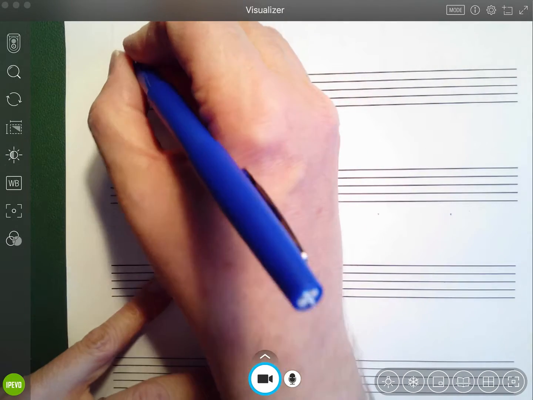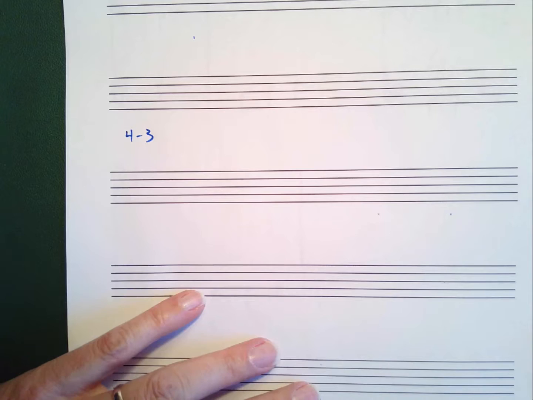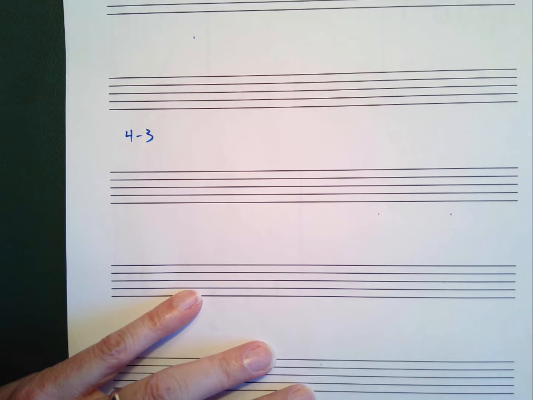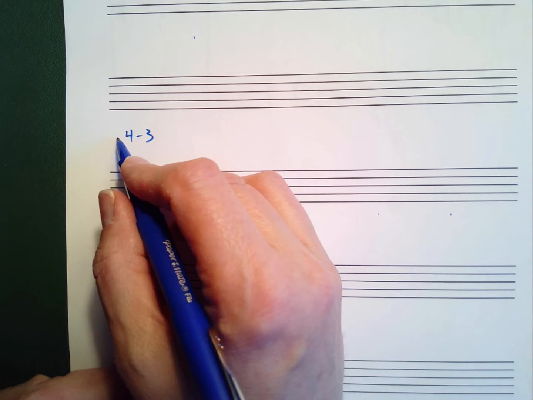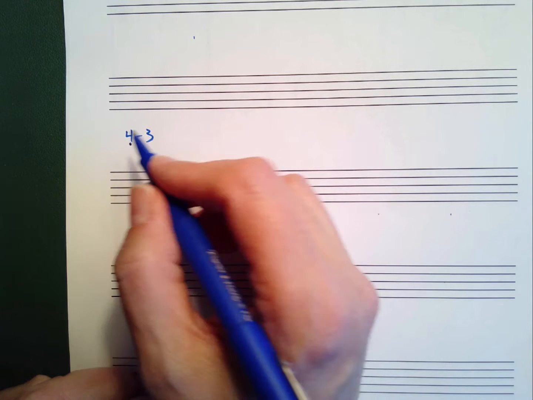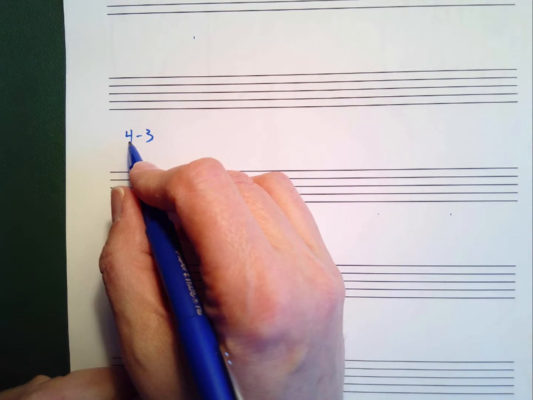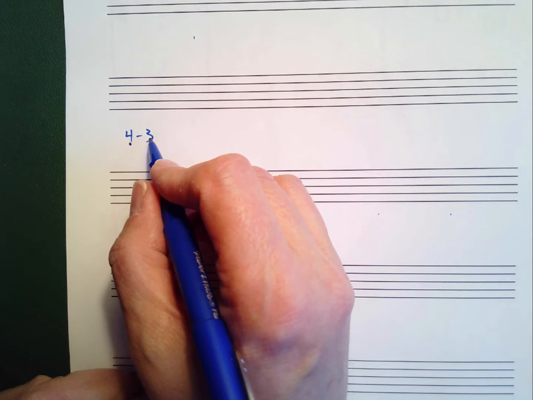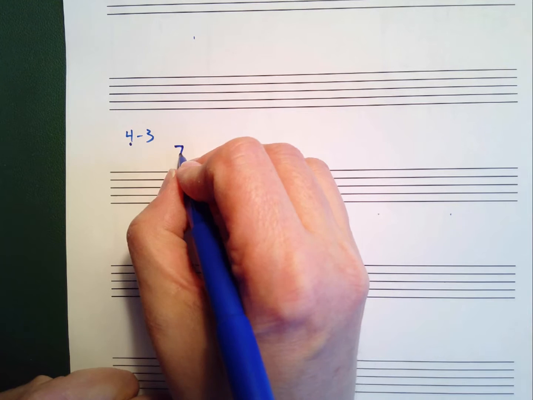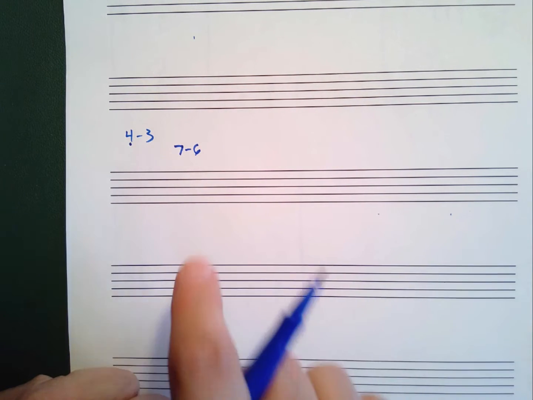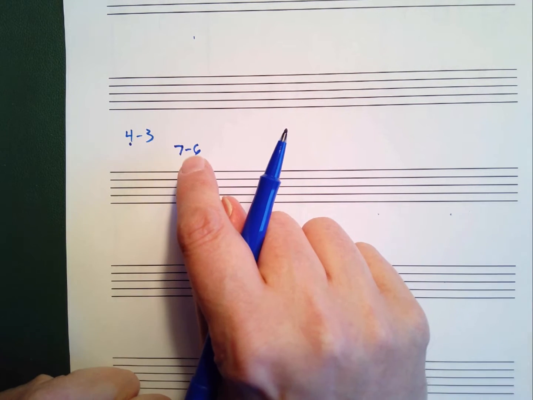We've talked about the 4-3 suspension, which is a series of parallel thirds in which the upper voice gets displaced, creating a fourth that resolves down to a third. Very important to note that in a suspension, the dissonance is on the downbeat, and the resolution is always a step down. 4-3 is common.